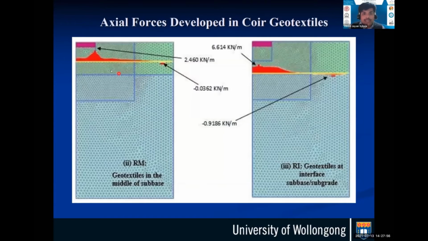Looking at the axial force developed along the reinforcement, you can see a more distributed axial force developed at the interface when the Coir Geotextile is placed at the interface between layer 1 and 2 compared to the reinforcement at the middle of layer 1. And you can see a very high axial force developed here compared to the axial force shown at the middle of layer 1. So you can see a more uniform type distribution, which is very consistent and very similar to what was reported by Kurian in 1997 on the variation of axial force along the reinforcement layer.